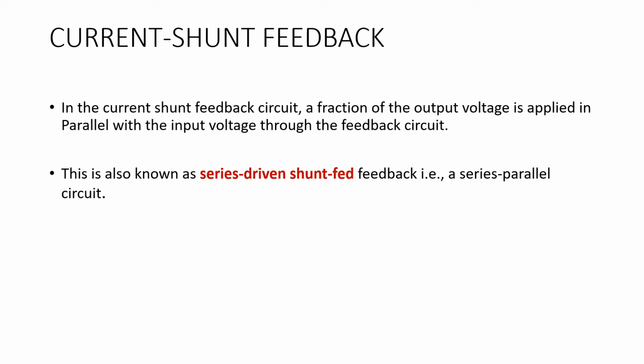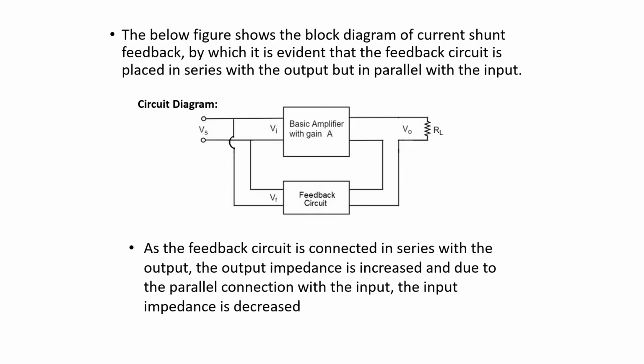In current series, we used to apply it to the input and output serially. Now here, a certain part or fraction of the output voltage will be applied in parallel to the input voltage through the feedback circuit. So we also call it series driven shunt feedback. Now this is the block diagram of this current shunt feedback.